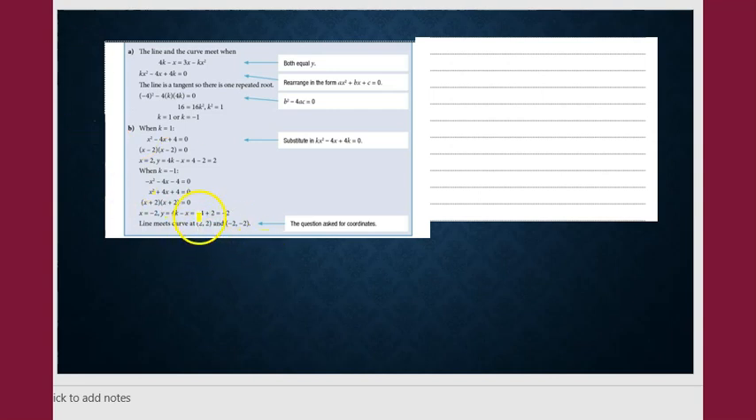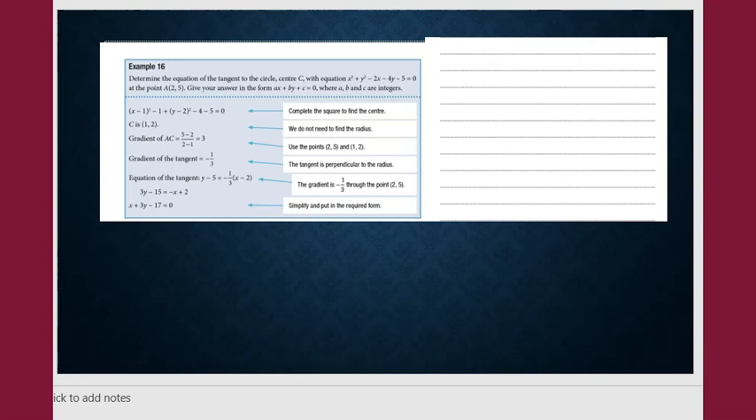So we have -2 as the value for y, line meet at curve 2, 2 and -2, 2. So the equation asks for the coordinates. So this is the required solution for this. Let's look at the next question.